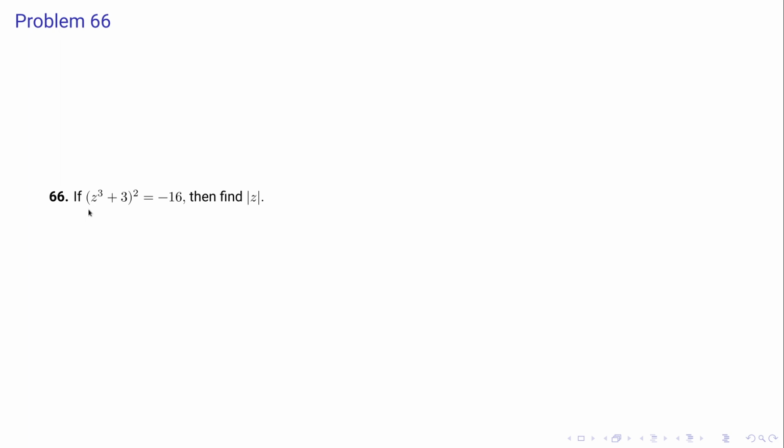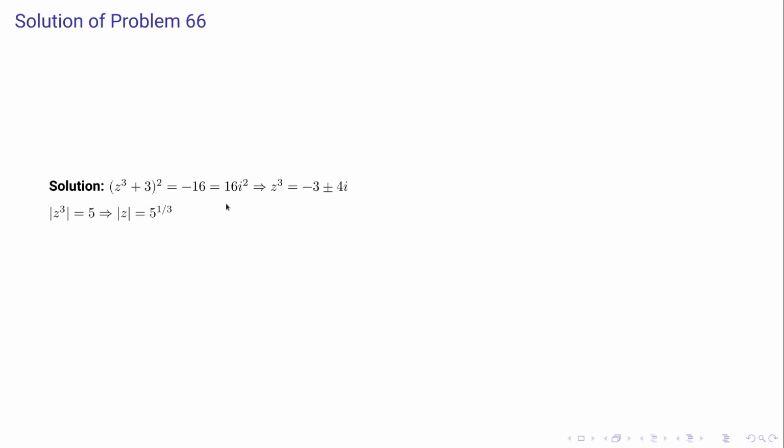Problem 66 says that if (z³ + 3)² is equal to −16, then find mod of z. So −16 can be written as 16i². So z³ will become −3 ± 4i, because when you take square root, it will become ±4i and then you bring 3 to the right hand side. So mod of z³ will be 5. Therefore, mod of z will be 5^(1/3).